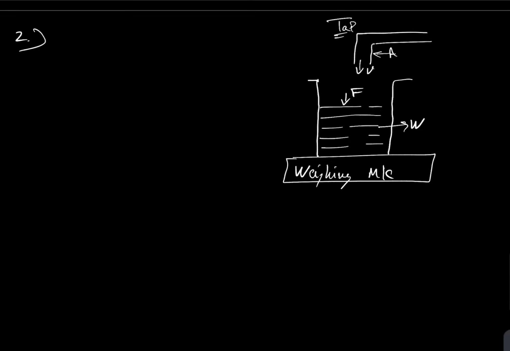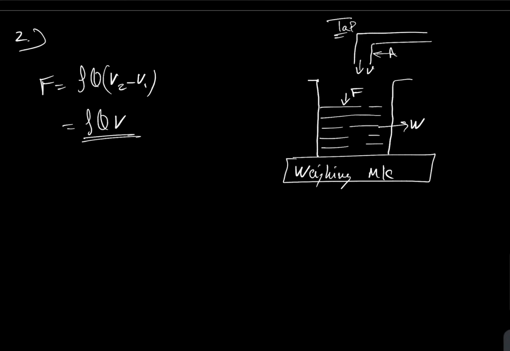First, let's forget about W and calculate the force due to change in momentum of water. We know F will be equal to rho q (v2 minus v1). Here also v2 will be equal to 0. So the force on the bucket will be equal to rho q v, where v is the velocity with which the water is falling from the tap.